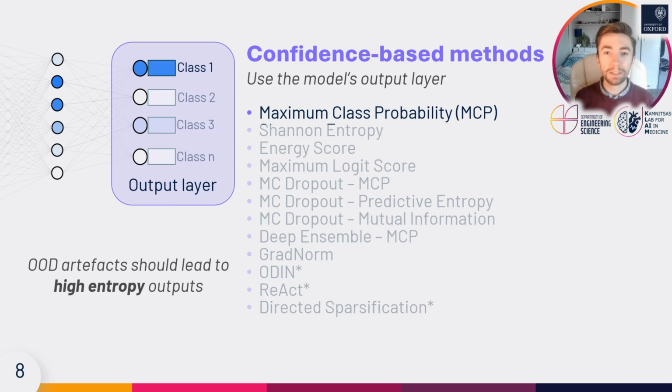The assumption that this method makes, along with the other confidence-based methods, is that an OD input should lead to a high entropy output, where the entropy of a distribution is how spread out the probabilities are. So if the probabilities are evenly spread out over multiple classes, then the entropy will be high.